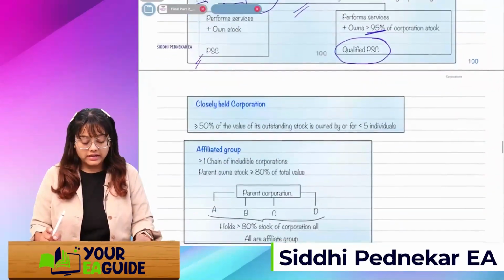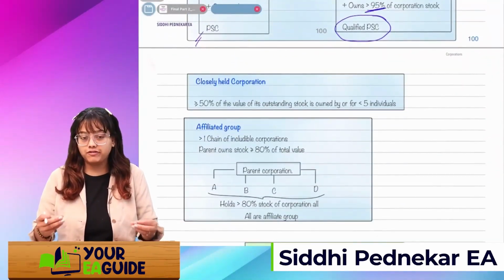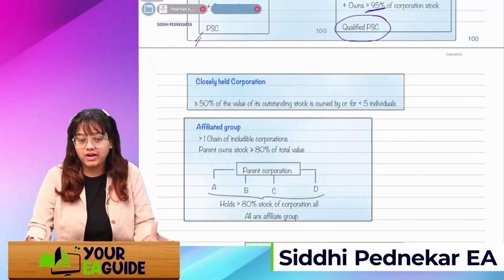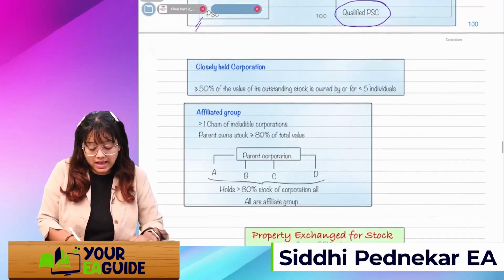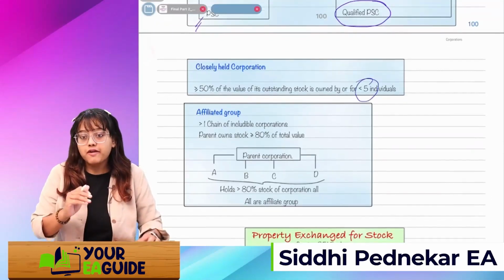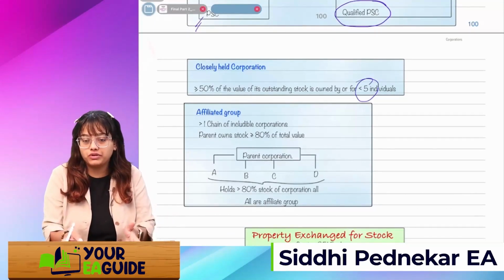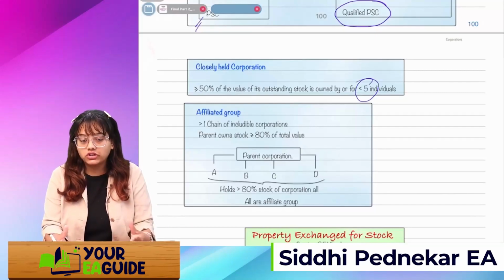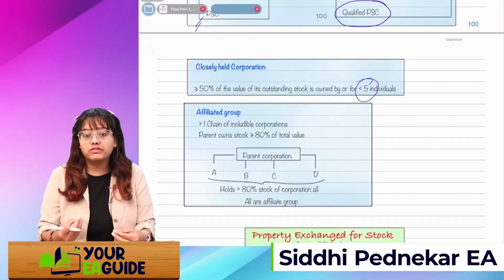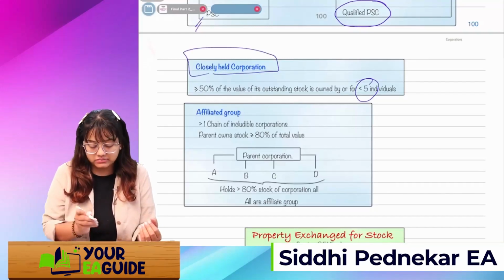All right. Next is closely held company. We are all aware of what closely held means. If more than 50% of the value of the stock in that particular corporation is owned by fewer than 5 individuals, okay, so 5 individuals or 4 individuals are owning outstanding stock in a corporation for more than 50%, then it's a closely held corporation.